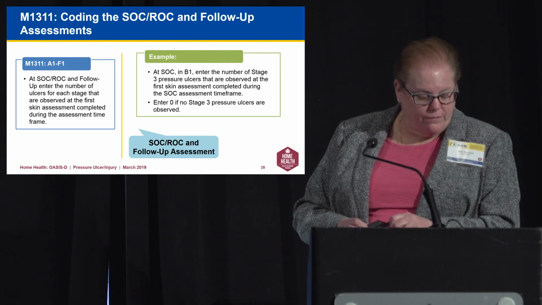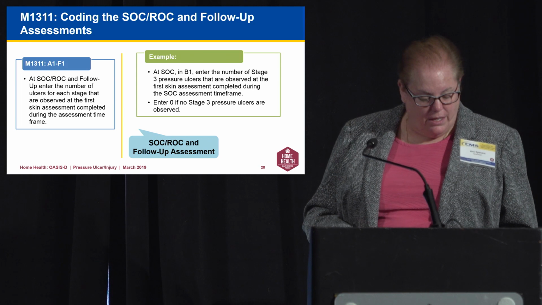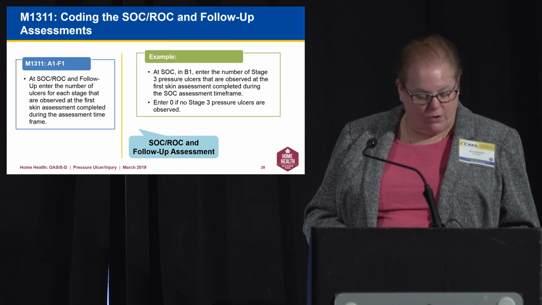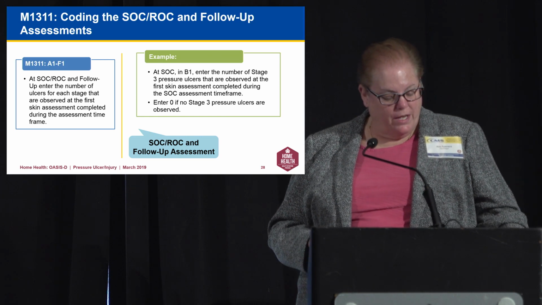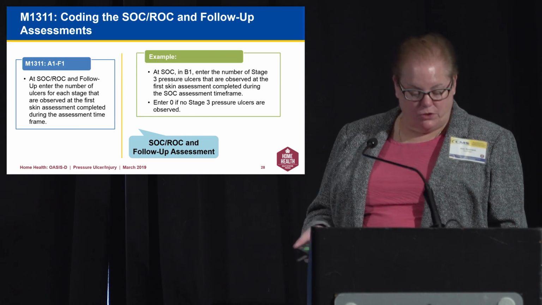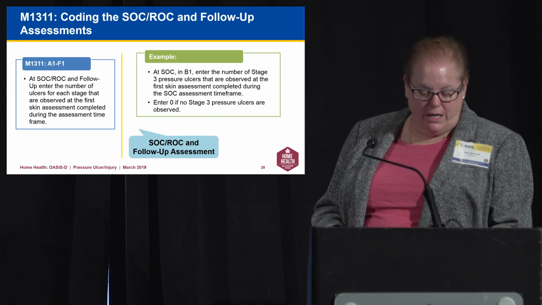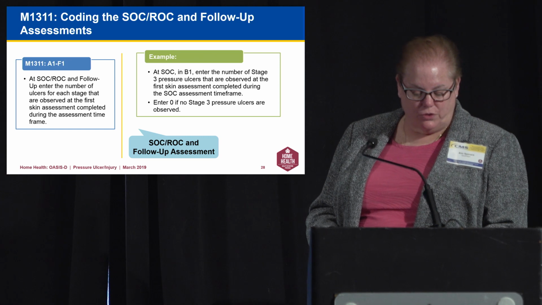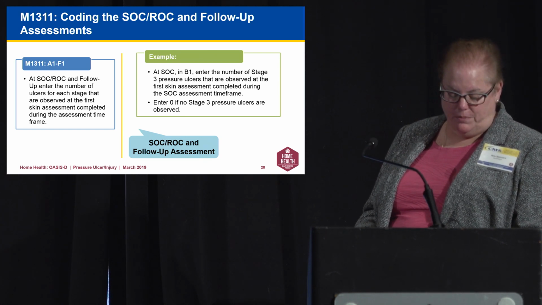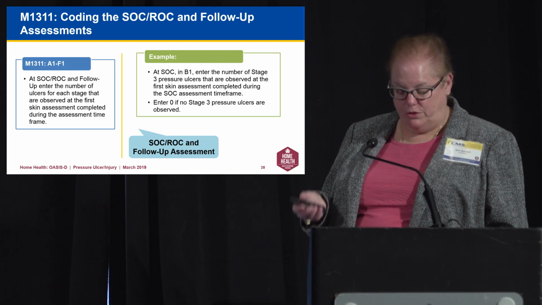So here we have M1311 A1 through F1, and at SOC/ROC and follow-up, you enter the number of ulcers for each stage that are observed at the first skin assessment completed during the assessment time frame. Everything we've just talked about. So at the SOC/ROC in B1, enter the number of stage 3 pressure ulcers that are observed at the first skin assessment completed during your SOC assessment time frame. Enter 0 if no stage 3 pressure ulcers are observed.